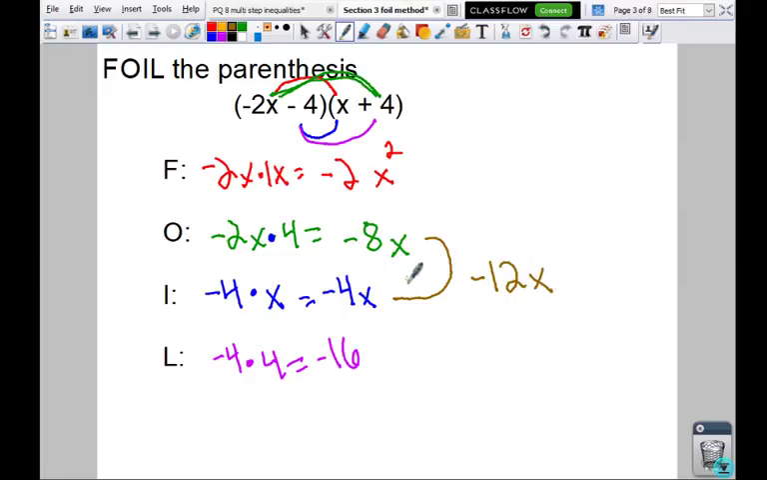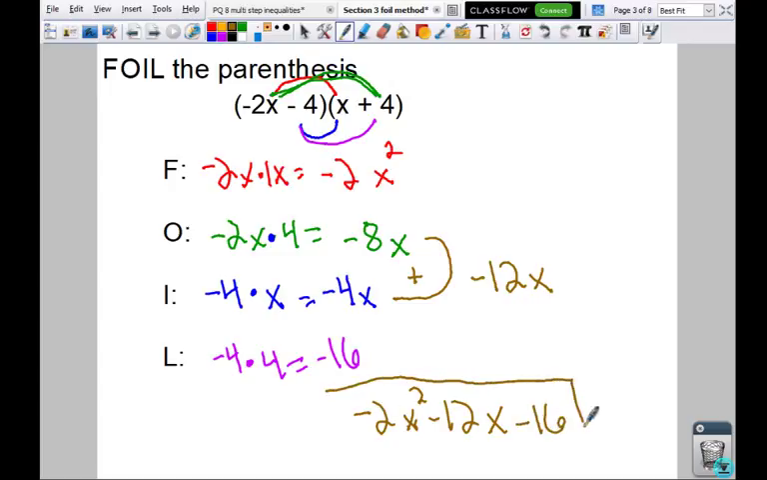So, when you combine these, remember, combine like terms, it's just like you're plussing it together. Negative 8x plus negative 4x, you get negative 12x. And now we just have to write out our final answer. I've got negative 2x squared, minus 12x, because it's a negative 12. Then I'm going to have minus 16, because it's a negative 16. And that's it.